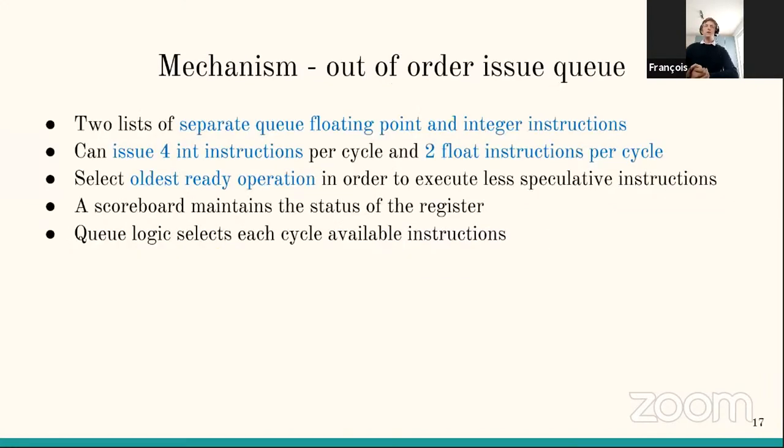Let's move now to the second part, which is the out-of-order issue queue. There are two separate lists of floating point and integer instructions. As I said before, floating point and integer instructions are executed separately. The processor can issue up to 4 integer instructions per cycle and 2 floating point instructions per cycle. Another important thing is that the processor always issues the oldest operation, which is obvious because it allows executing fewer speculative instructions. We don't want to execute speculative instructions if they may be wrong when we could have non-speculative execution in the processor. So this is an important feature.